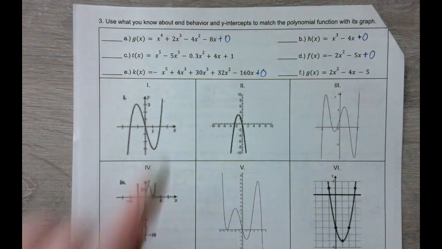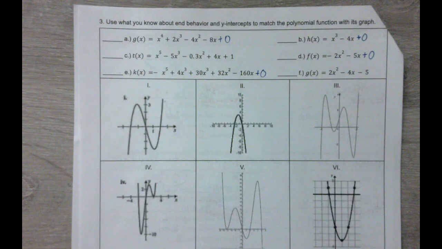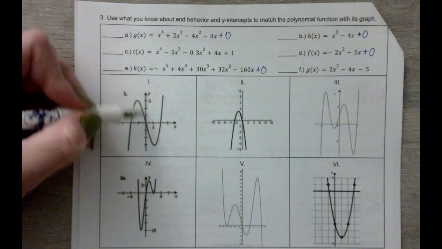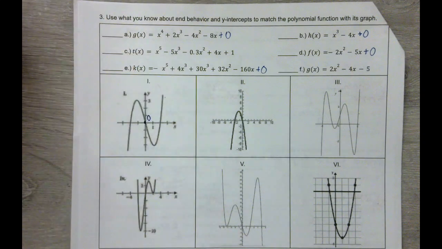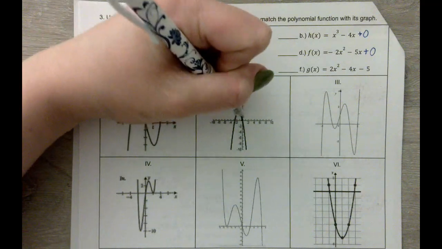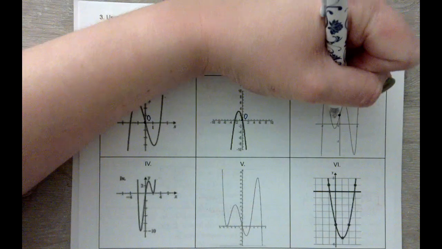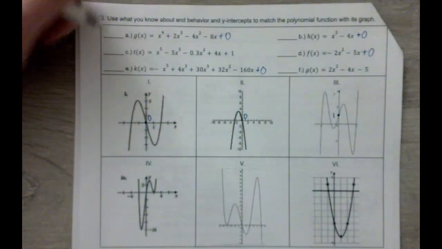So I can quickly go ahead and identify C and F because I know that they are the only ones with intercepts of 1 and negative 5. To figure out the other 4, I will have to use end behavior. So let's just go through and identify those really quickly. So we're going to find our y-intercept on each graph. Graph number 1 has a y-intercept of 0. Graph number 2 has a y-intercept of 0. Graph number 3 has a y-intercept of 1. Now, I know for a fact that has to be equation C.